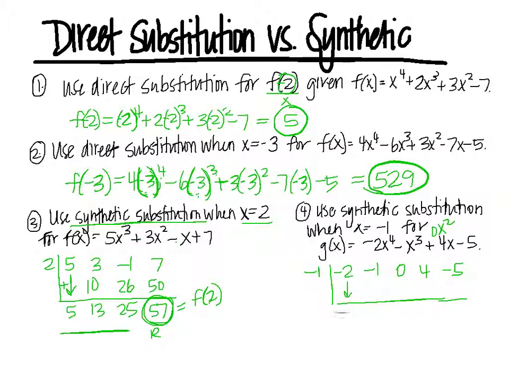We drop the negative 2, multiply that by negative 1, you get a positive 2. 2 and negative 1 gets 1. 1 times negative 1 is negative 1. Negative 1 plus 0 is negative 1. Negative 1 times negative 1 is 1. When you add it to 4, you get 5. 5 times negative 1 is negative 5. You end up getting then an answer of negative 10. So basically, if I plug a negative 1 into the g function for x, I should get negative 10 as an answer.